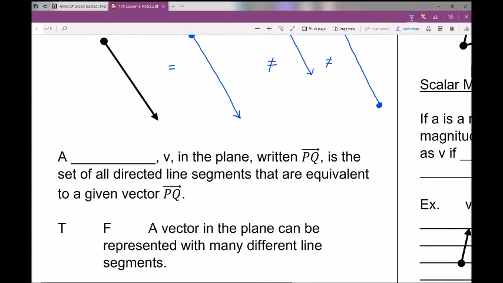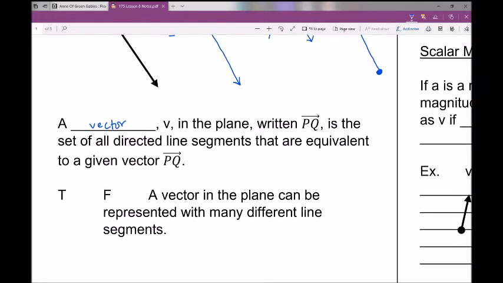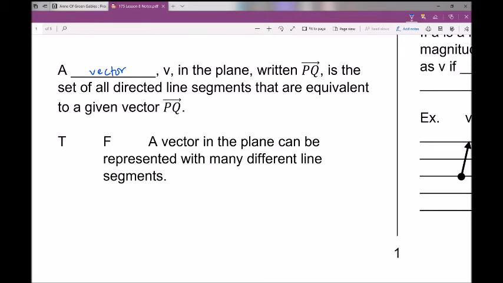A vector v written in the plane PQ is the set of all directed line segments that are equivalent to a given vector PQ. So vectors can be in any position on a coordinate grid, and we tell if they're equivalent if they have the same magnitude and the same direction. And so a vector in the plane can be represented with many different line segments, true or false, and that would be true. So it really just depends on the direction and the magnitude, but it can be in any position on the coordinate grid.